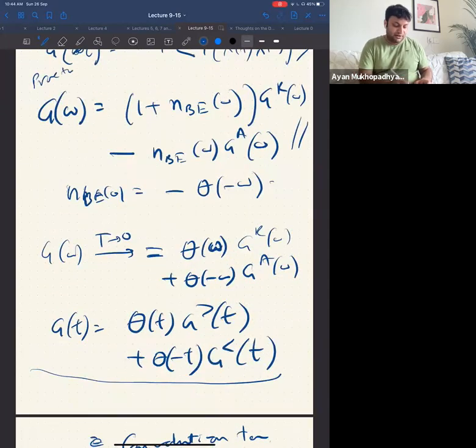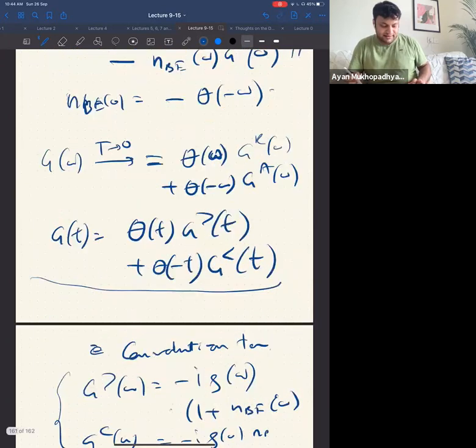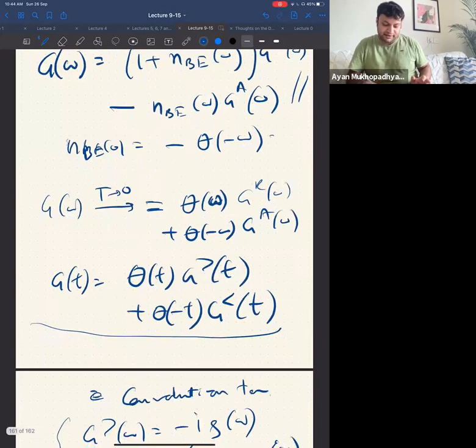So this will be an assignment problem. I already gave you a lot of hints. You can complete the proof actually. Just think about it. You will be able to easily see that this is a general relation for the Feynman propagator.